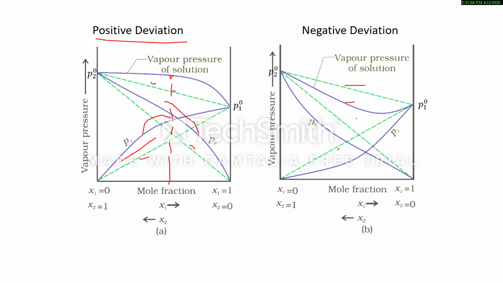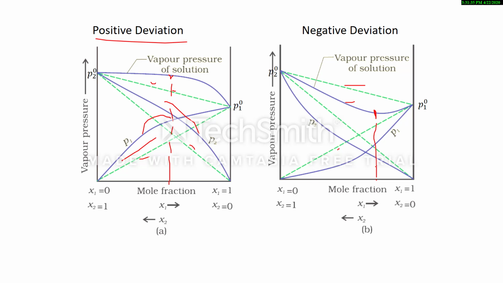Is it clear? In the same way, in the case of negative deviation, we can find one point, or one composition, where vapor pressure is minimum. So this is the point where vapor pressure is minimum. The solution having this composition, like this is the composition of that solution, if we want to boil it, then we have to give more heat.